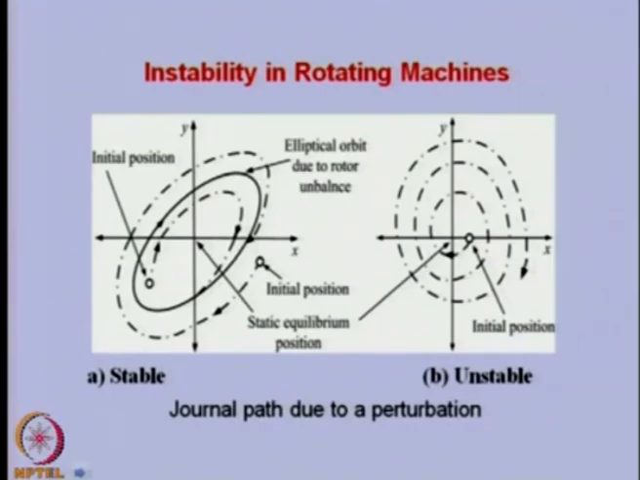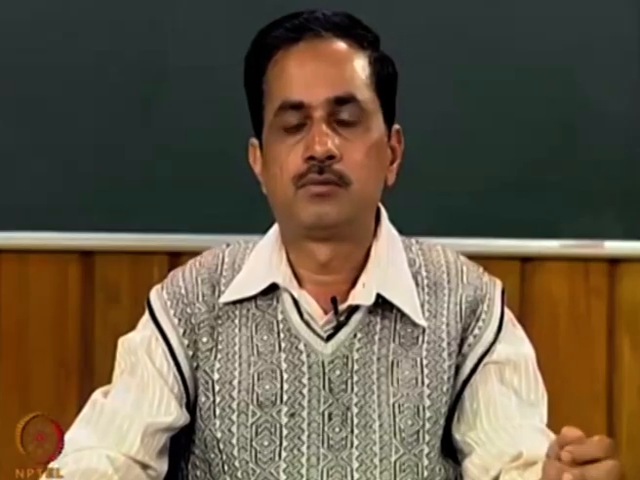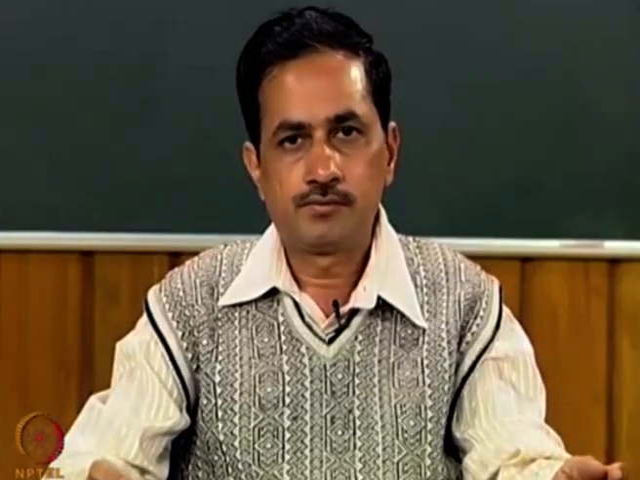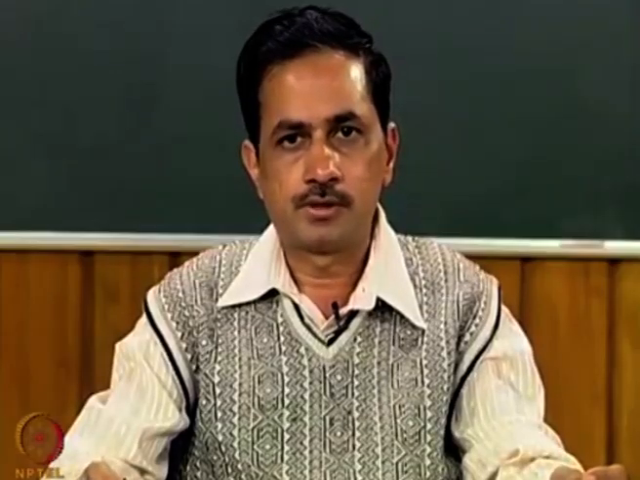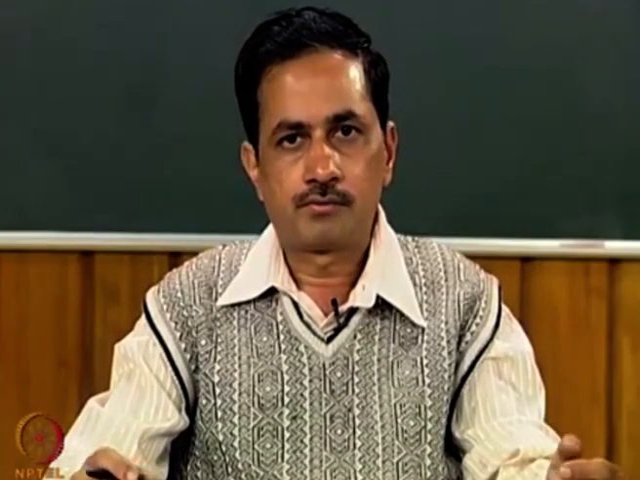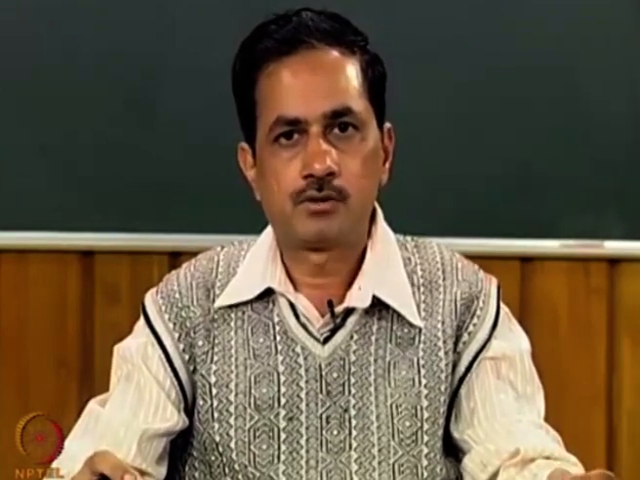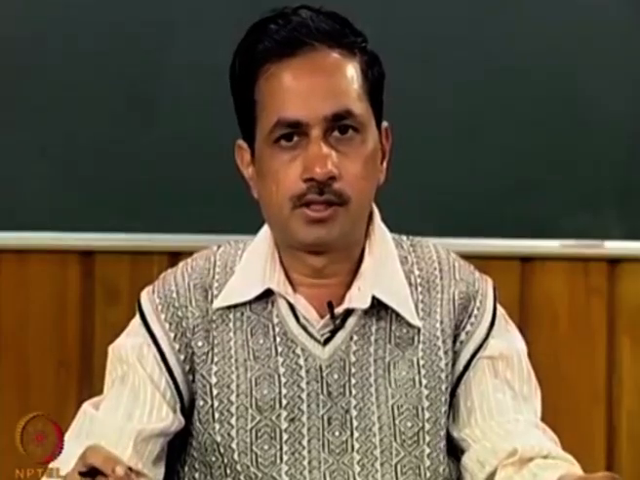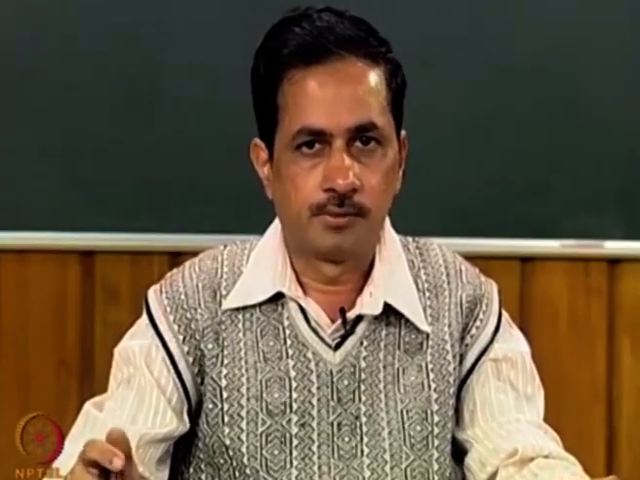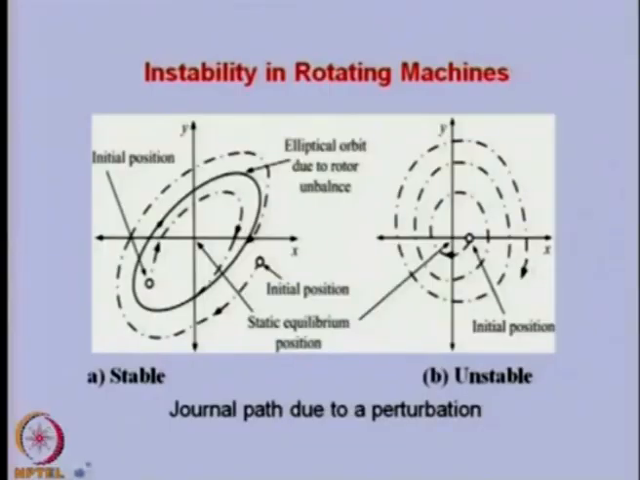Now let us see what physically the instability in a rotor system is. If the rotor is operating in an unstable region, how does its amplitude increase? Let us see through some animations. This is the plot in which you can see the orbit of the shaft, with the x and y axes, and this is the orbit of the shaft as it rotates.